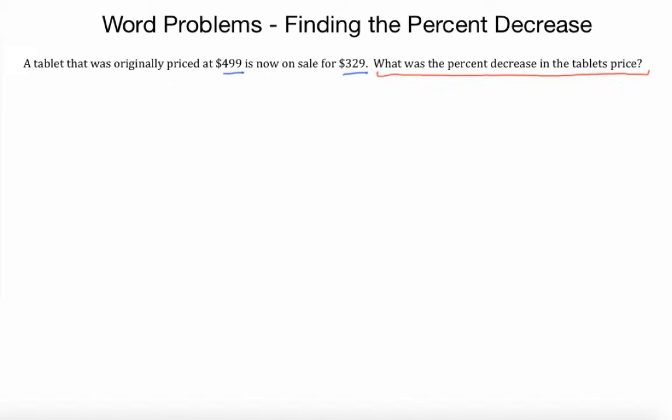Okay, so in thinking about percentage problems, there's a way to set it up as an equation that helps make sense of what we have going on here. Notice I have the original price. So I'm going to start labeling and translating things that I know. $499 is the original price. And I'm given that it's now on sale, so $329 is the sale price. Notice I'm not given the percent anywhere. I don't know anything about any percents. That's why I'm trying to find the percent decrease. So I've got to solve for the percent.